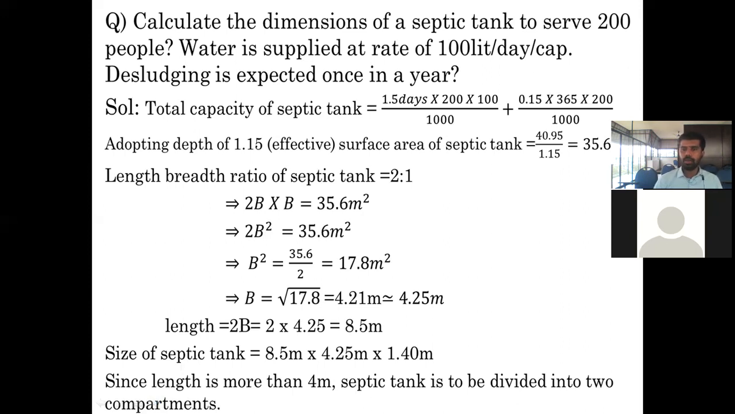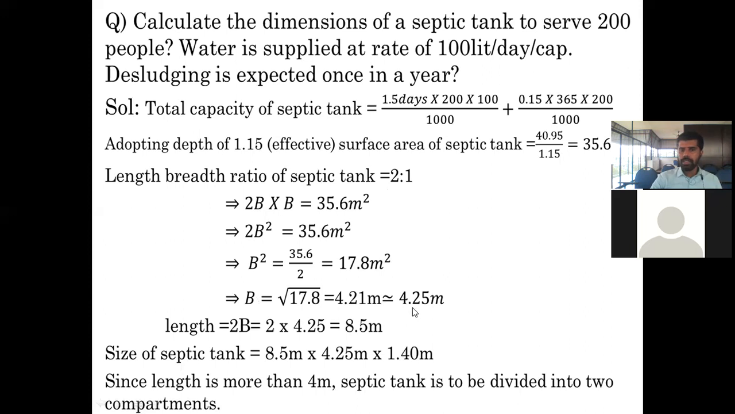You got the volume. You got the area, and from here itself you will be getting the volume. Okay, volume is 40.95. Now to know the area, divide by the depth, and you will be getting the area. Area of a rectangle is length into breadth. So length is 2 times breadth. So 2b into b is 35.6.